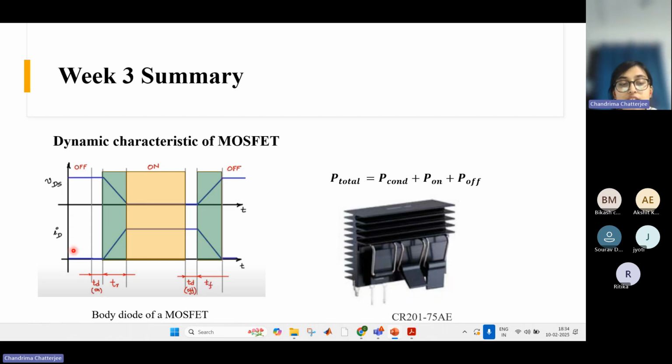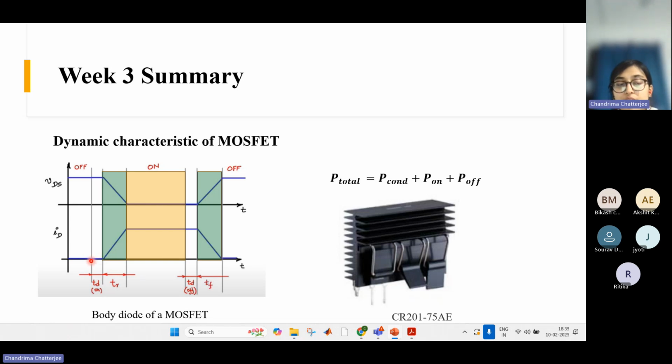Here we can see that the MOSFET is blocking voltage, so the voltage has a high value and the current is almost zero. There is a very small amount of leakage current, but that current is very small, so you can neglect it. So in this portion, the MOSFET is off. Now you have started providing the gate signal. So what will happen? This is called the turn on delay time.